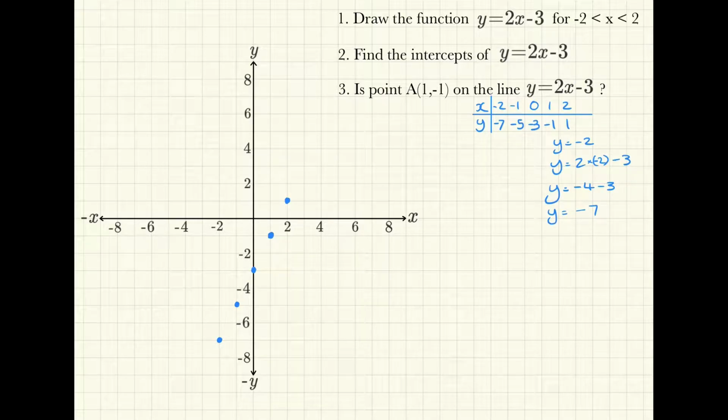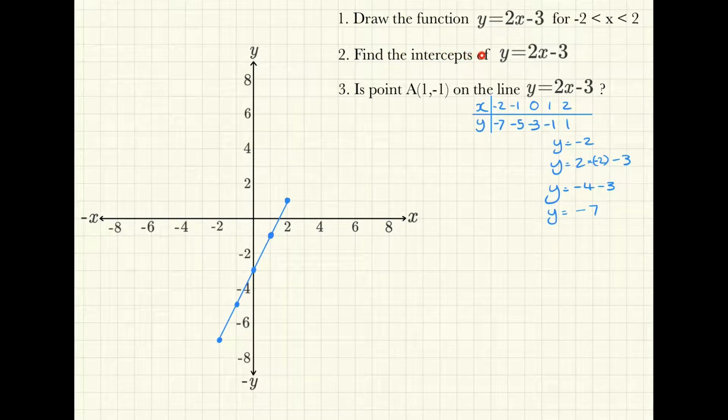All right, I've now plotted my coordinates. What I'll do is I'll go ahead and connect them all. And because this is a linear function, I can use my straight edge and connect all the dots all the way through. And so there we have a linear function that's been graphed. And my next question now is question 2.